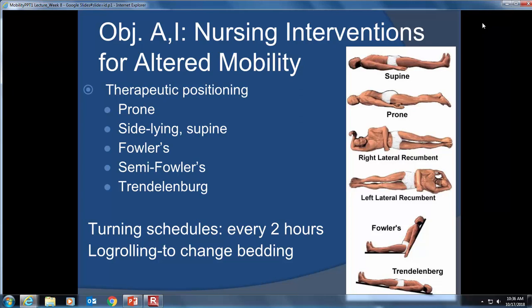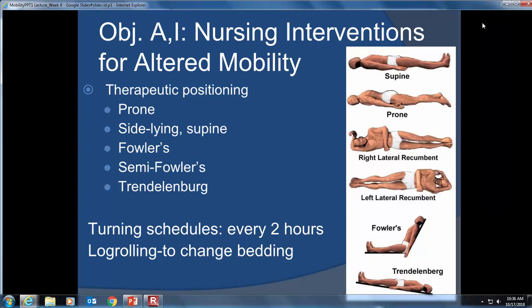However, if you keep a person in Trendelenburg for a long time, it's going to cause problems when you try to sit them up and get their equilibrium back to baseline. But as a general rule, Trendelenburg would be indicated for a low blood pressure. Know the terms also of adduction, abduction, flexion, and extension.